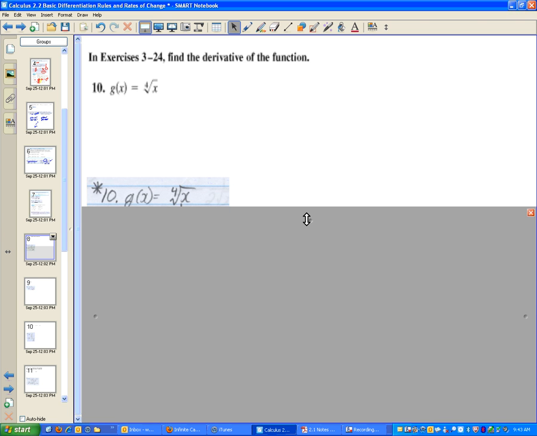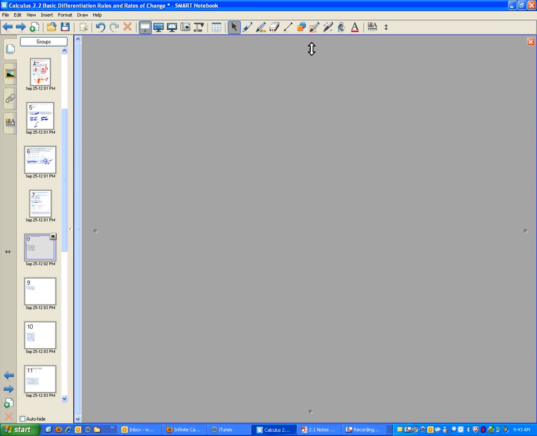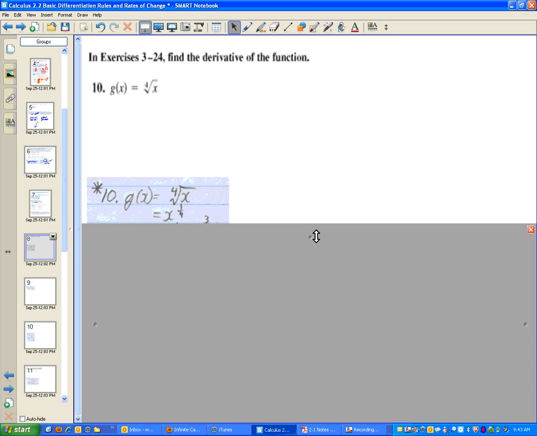All right, we don't have a rule for this. And by the way, we call them rules. They're actually theorems. People had to figure them out. They had to prove them. Okay? But we don't have a rule for that. But we do if we turn that into an exponent. So the fourth root of x can be rewritten as x to the 1/4. Now you can use the power rule.